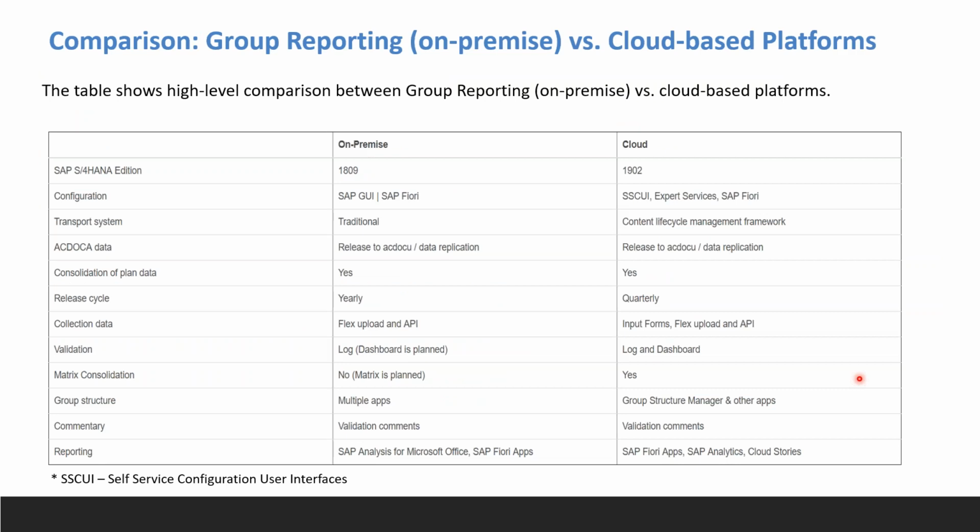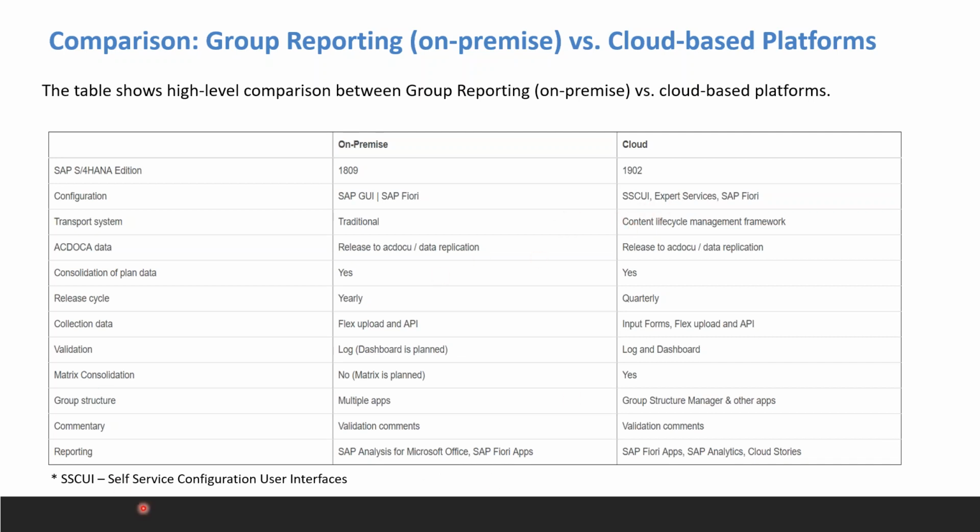This slide will give us a clear picture of the difference between the on-premise and the cloud-based platform: how it works on the reporting side, the release of the data, and how you perform the configuration. It gives a clear differentiation between on-premise and cloud. On-premise, you know that it's a yearly release cycle, and cloud it's on a quarterly basis. For configuration, we are using Fiori as well as GUI, but here we are using expert services as well. We have to raise a ticket to SAP. If you are going ahead with the SAC UI also, we can do that. Expert services can also be utilized for the configuration side.